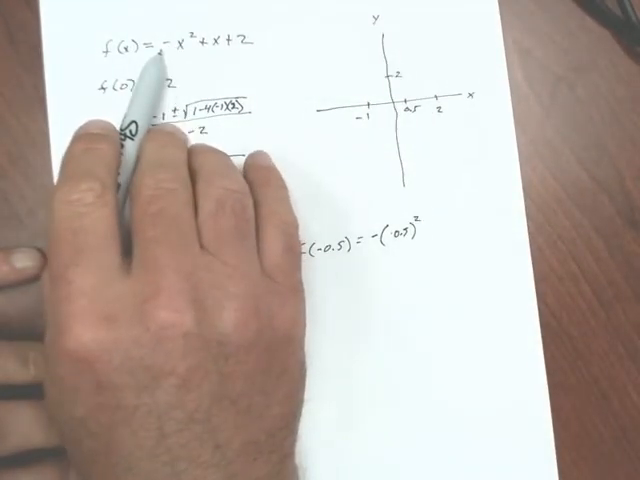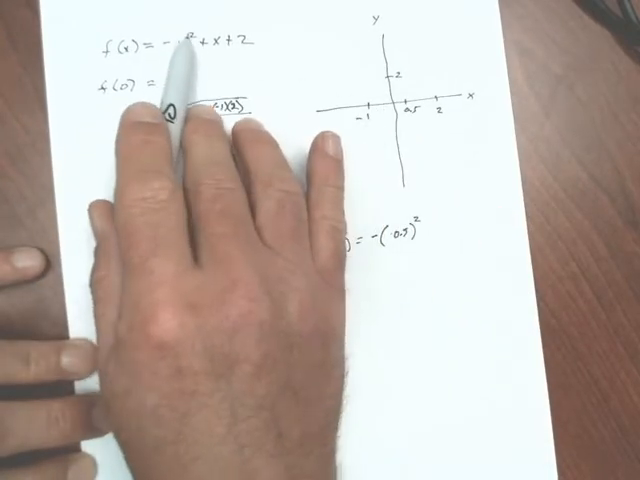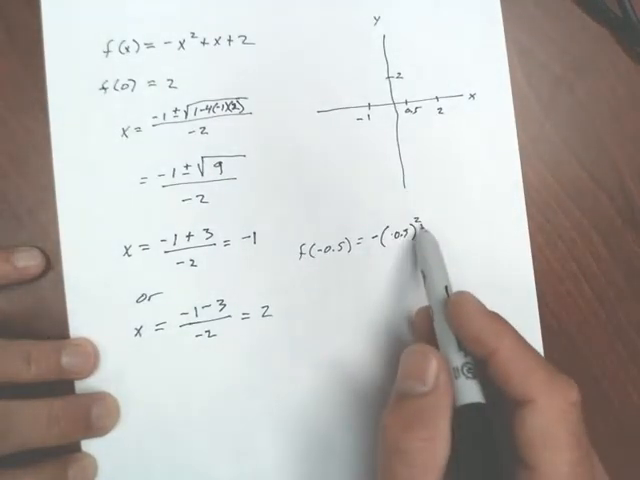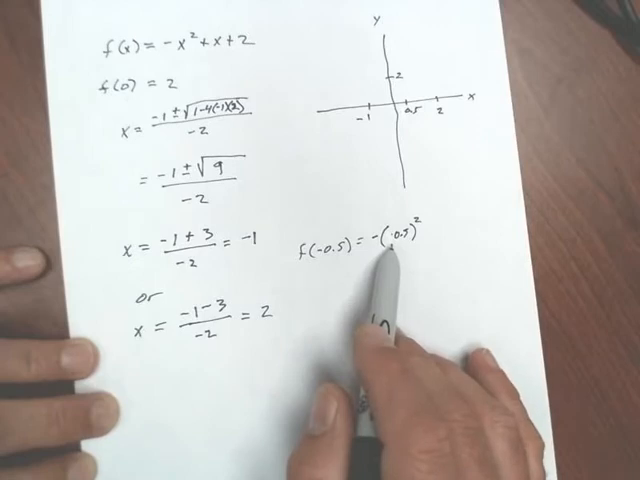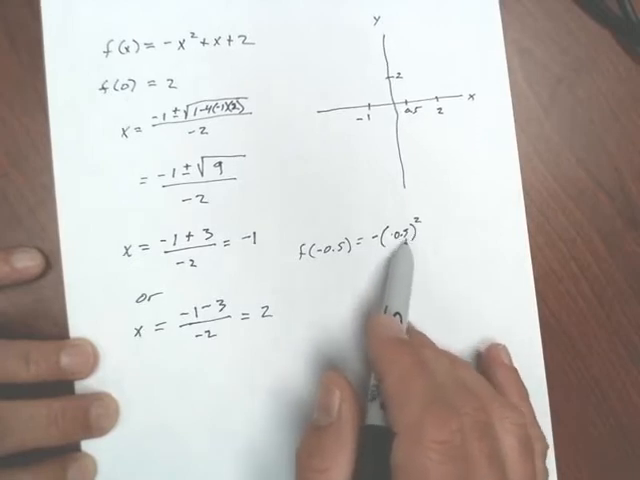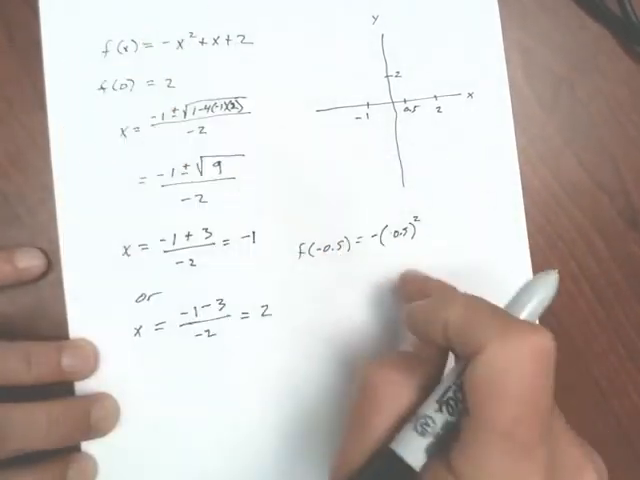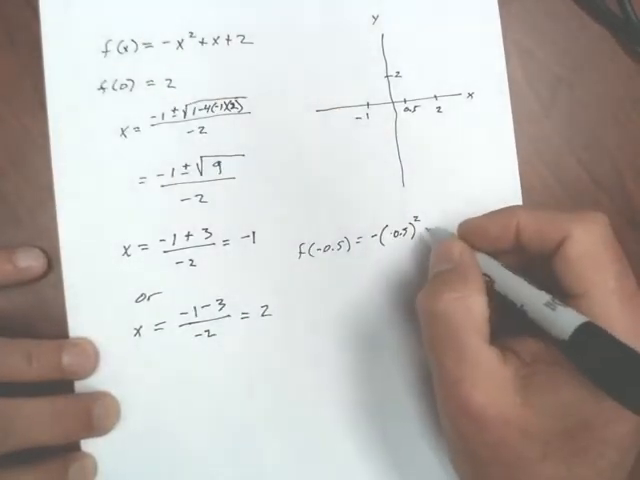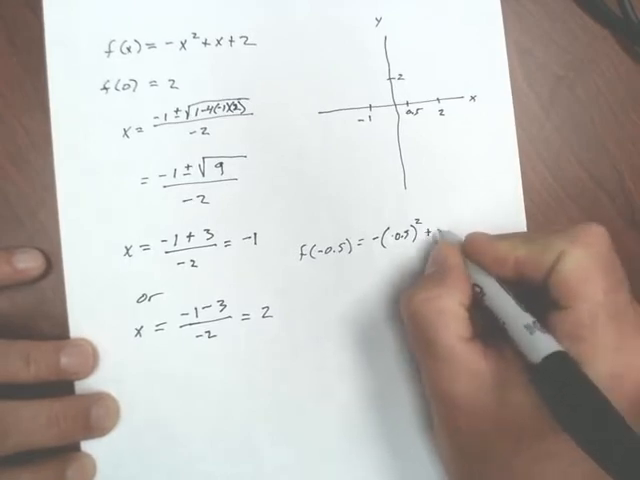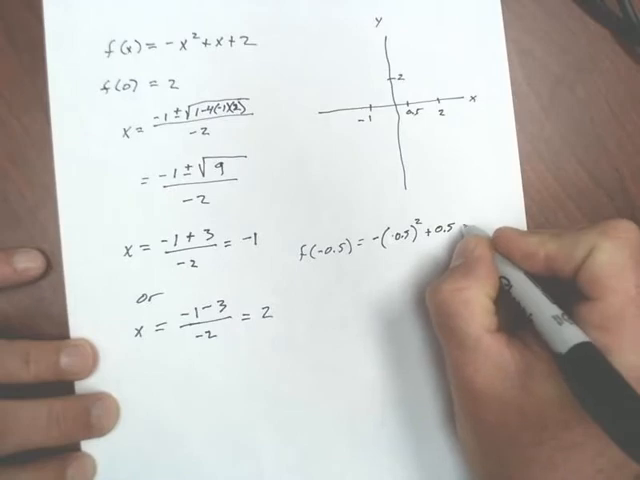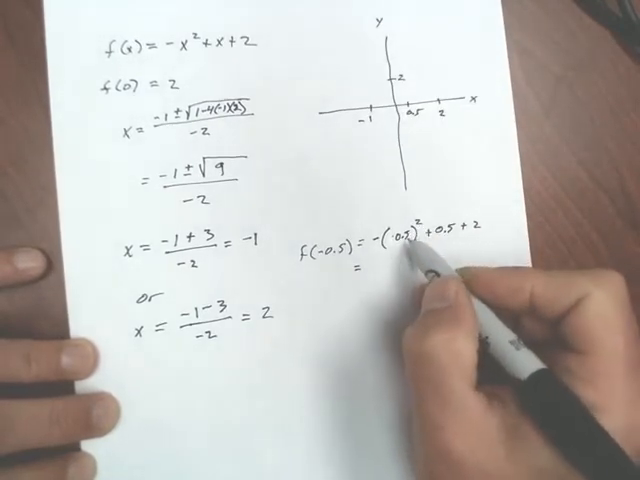Now notice what I did here. This is a -x squared, okay? So x is 0.5, so I'm going to get a negative value out of this, even though 0.5 is squared. Just keep that in mind. Be careful when you're plugging back in to these functions. Plus 0.5 plus 2.